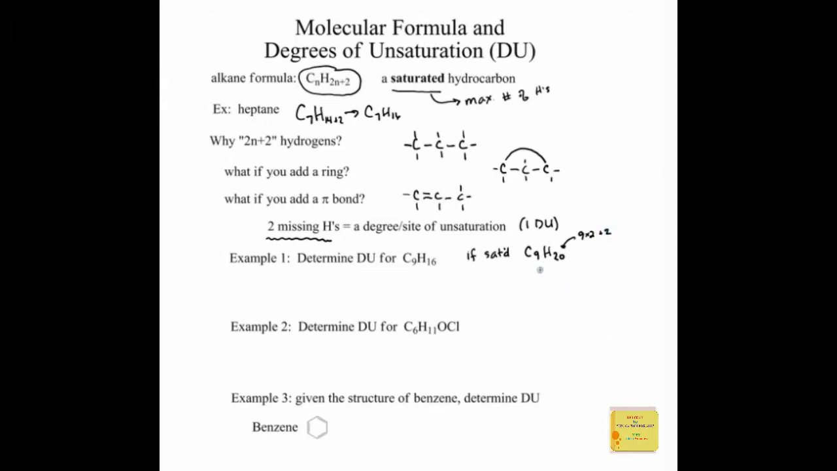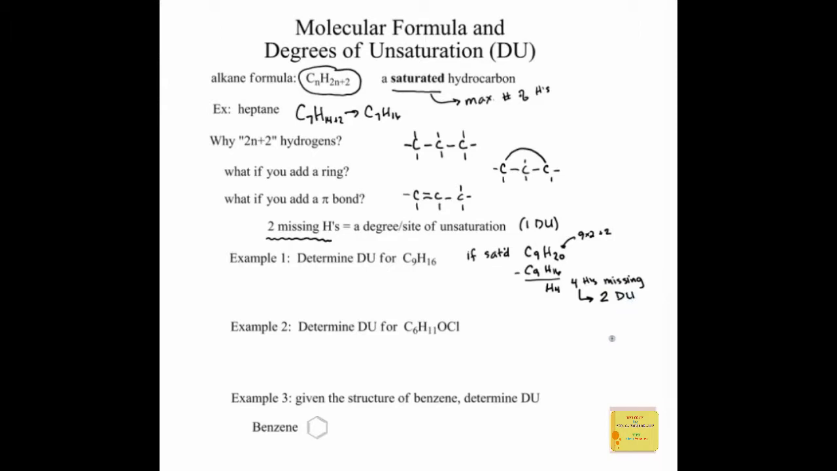Okay, so if it was saturated, our formula should be C9H20, but it's not. It's actually C9H16. So all we need to do, very simply, is compare those two formulas, and what do we find? There are 4 hydrogens missing. Because every 2 missing hydrogens is 1 degree of unsaturation, 4 missing hydrogens means we have 2 degrees of unsaturation.